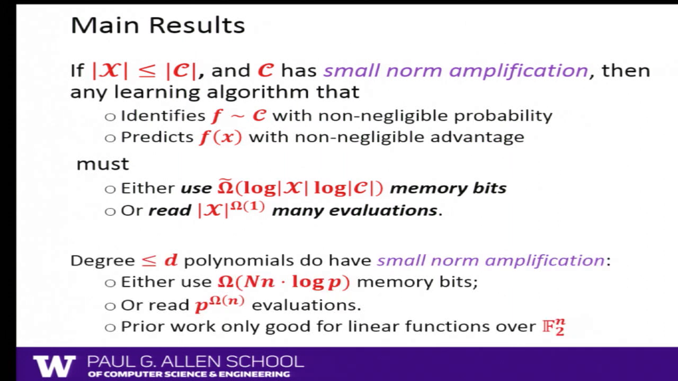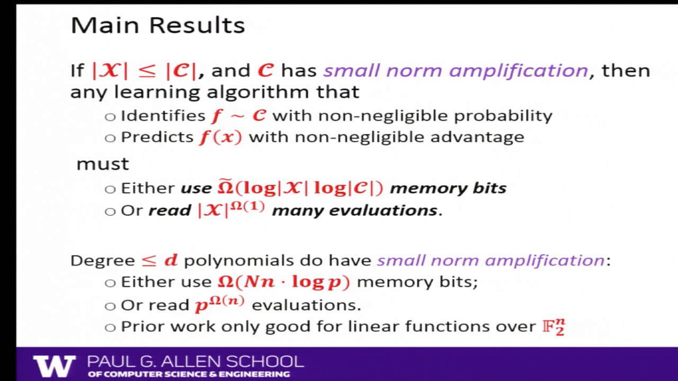And for the case of learning low-degree polynomials, they do have this small norm amplification property. So we prove that any learning algorithm will have to use either Omega of capital N times little n times log p memory bits, or p to the Omega of n evaluations. This is essentially tight because this matches the two algorithms we mentioned before. And prior work is only good for Boolean linear functions.